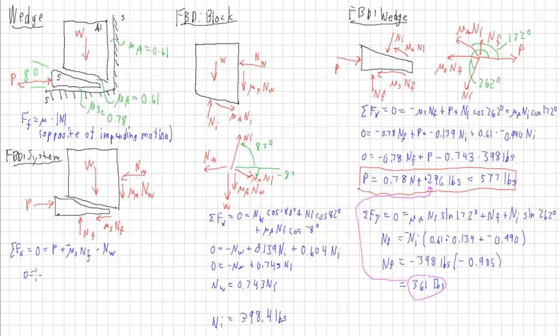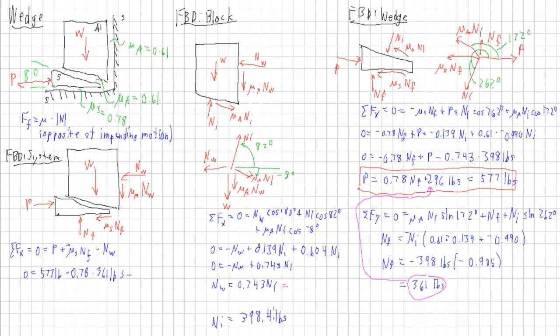And we take 0 equals 577 pounds minus 0.78 times 361 pounds, minus NW, which is 0.743 times NI. So let's go back and do that.